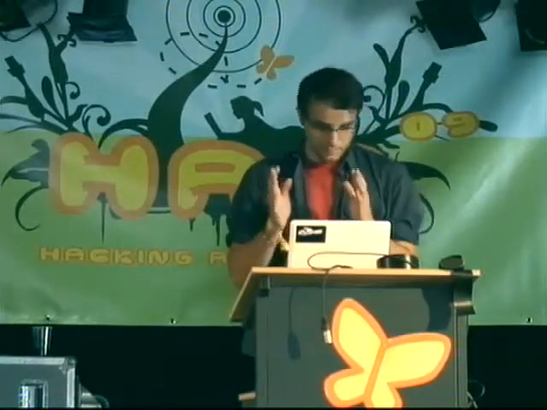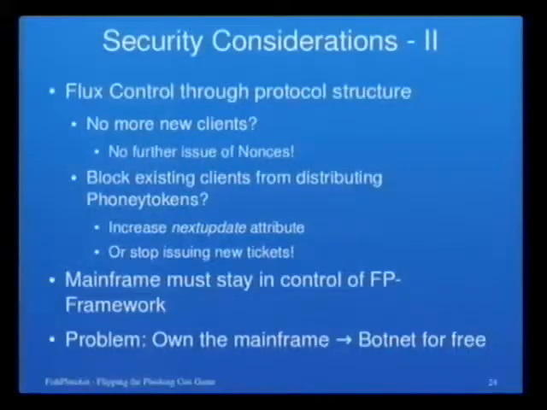And if you say, okay, our clients should now just rest and do nothing, we just block existing clients from distributing by increasing, for instance, the next update time. So each extension will wait a very long time, or we just stop issuing next tickets. If you don't get a new ticket, you don't get a new phony token set, and so the extension will not attack.